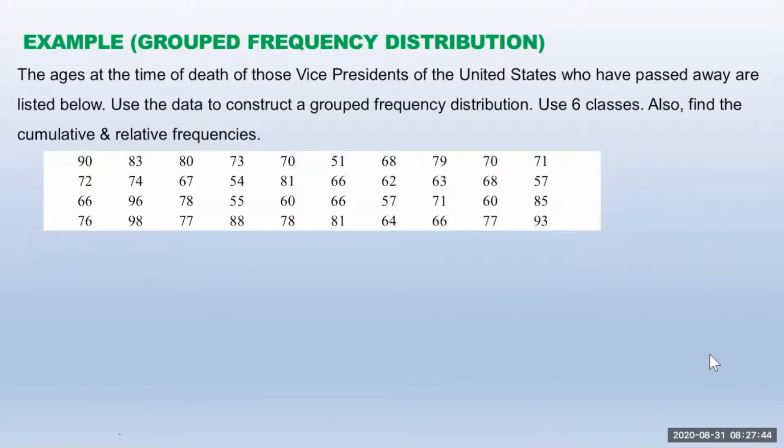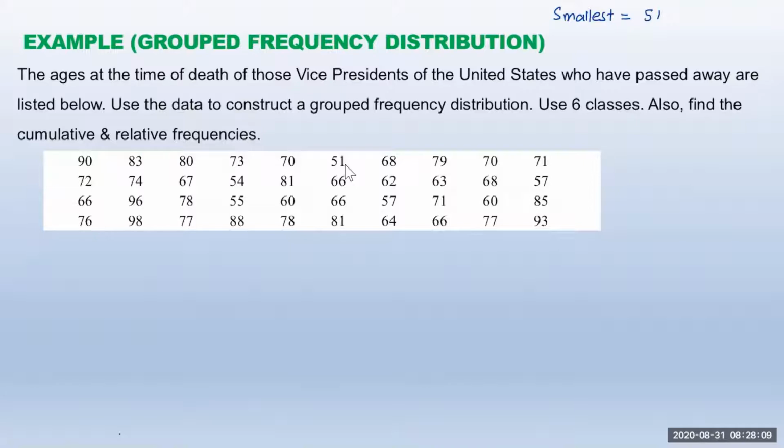So first, we are going to look at this data and find the smallest data value. If you look at it carefully, let me write here, the smallest data value is, you can see one of the vice presidents passed away at the age of 51. So that is the smallest value. 51 is the smallest data value.